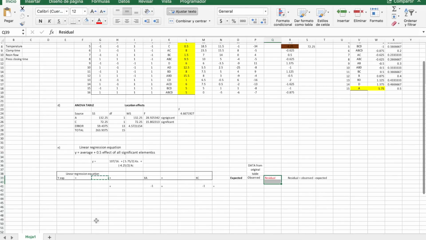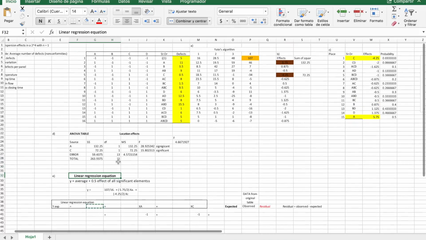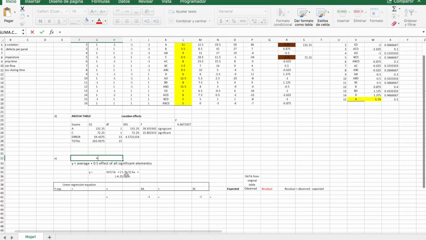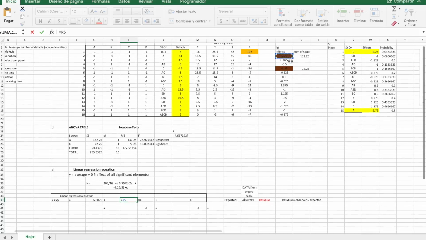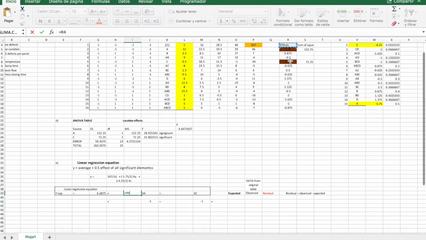The next step is to get the linear regression equation, which is going to be the average and then all the significant effects. The first one is going to be the grand total, which is 107 over 16 because it's the whole amount of data. And that's for the first one. Then for the second one, for A, we're going to use the value of the effect, in this case 5.75 over 2. And the same for C, the effect of C over 2.